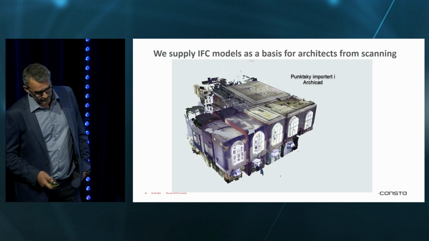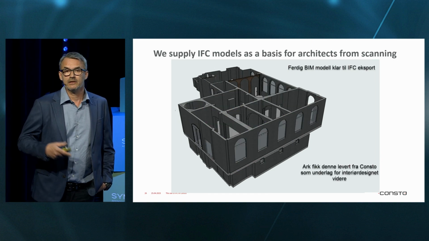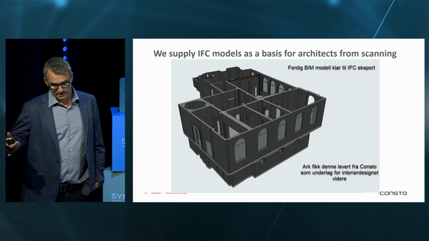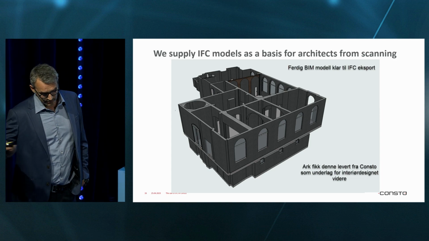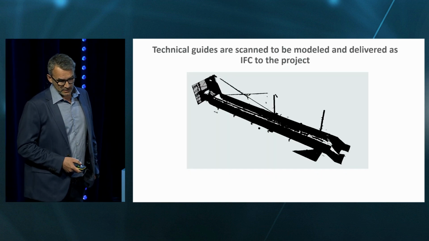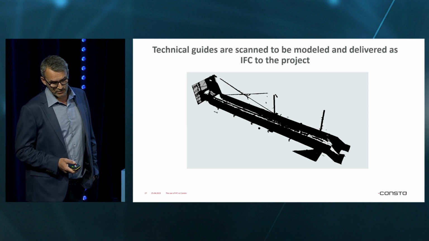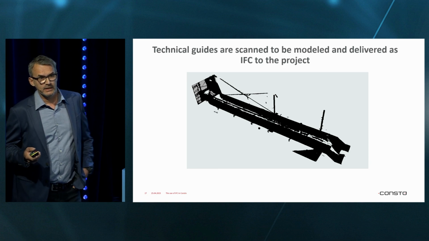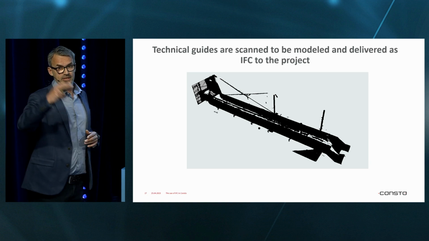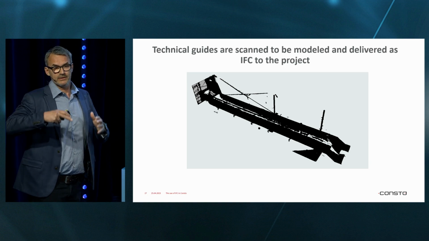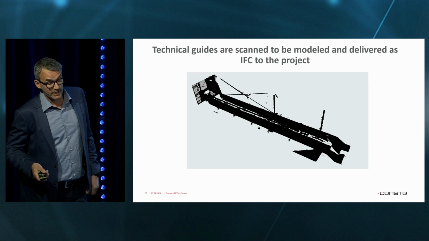Then we scan it. We create a model from the scanning, and then I can deliver it to the interior architect or the architect. You get an IFC model from me. So from scanning, we deliver a total full BIM model. And so we can, with technical guides, scan the model and deliver it as IFC into the project. The benefit with scanning is that you have the correct location for all the objects you scan. So when I export this, it comes directly into the main model because all our models are in global coordinates.